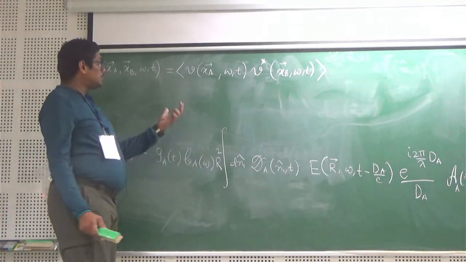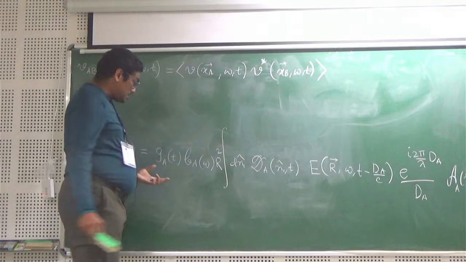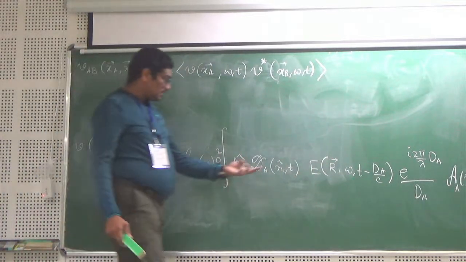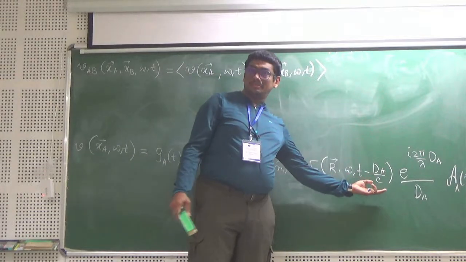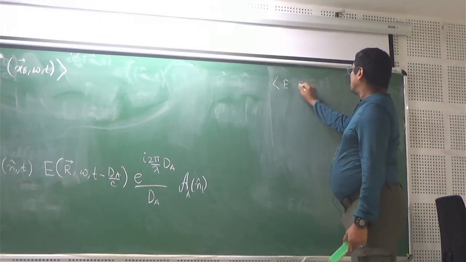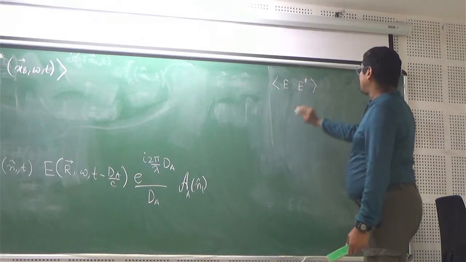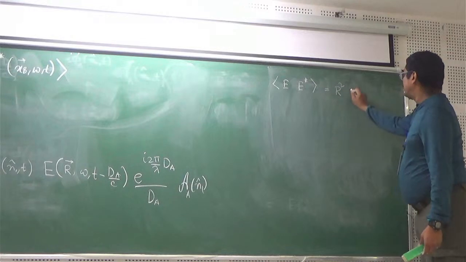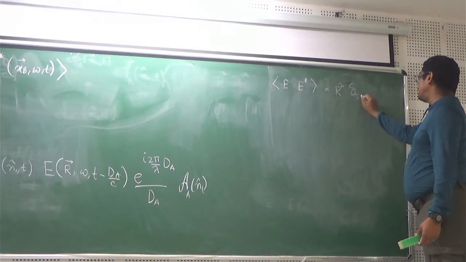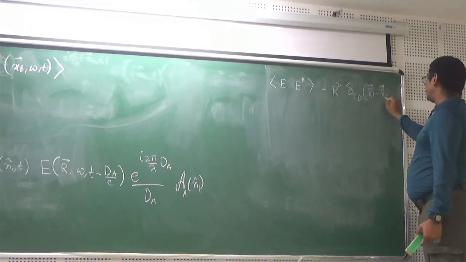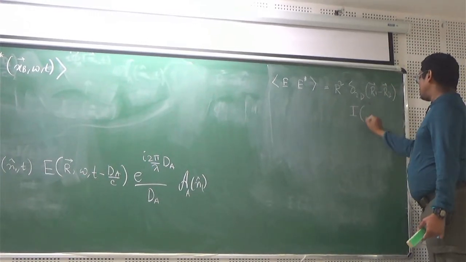But once you do that, what are the things which is changing fastest in this? The thing which is changing fastest is the c. So the ensemble average of the c, just writing it this way, is r squared, a two-dimensional Dirac delta function on r1 minus r2 and the intensity.